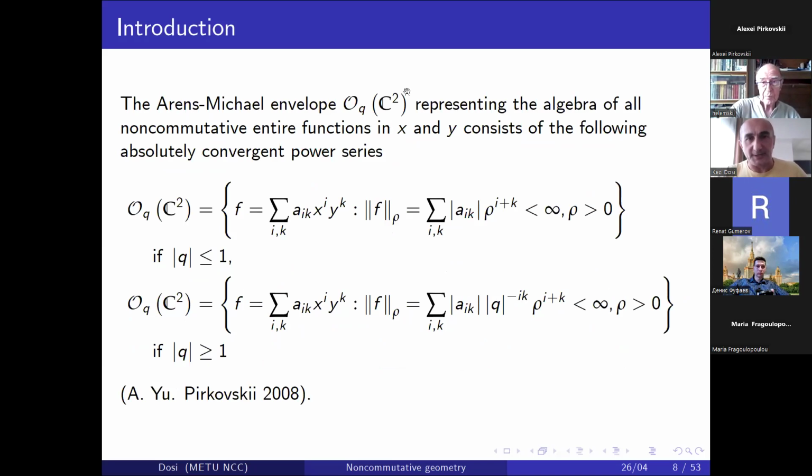First of all, the Arens-Michael envelope: there is a full description, again due to Pirkovskii. It is indeed an algebra of entire functions in two variables, as a Fréchet space. This is my seminorm, given like that if |q| is less than or equal to 1. If |q| is more than or equal to 1, we have a slightly modified version, where we have q to the power minus 1 here. You're adding up. So this is the space of all absolutely convergent power series in two variables x and y.